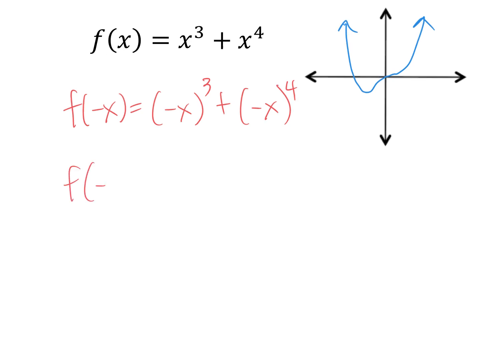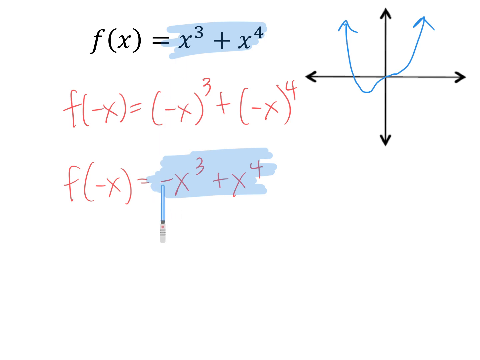And when we simplify it, what's a negative to an odd exponent going to simplify to be? Negative or positive? Negative. So that's just going to be a negative x cubed. A negative number to an even exponent is positive. And then you got to compare what we started with to what we ended with. Do they match? If they matched, it'd be even. Do they match? No. Is every single thing opposite? No. So therefore, we're going to say, it's neither.